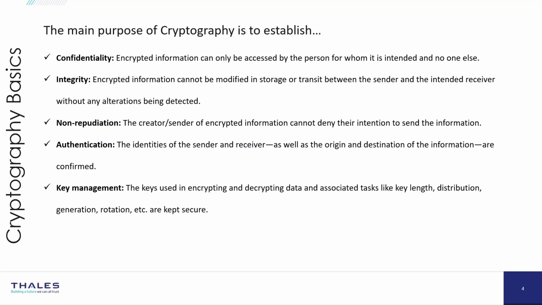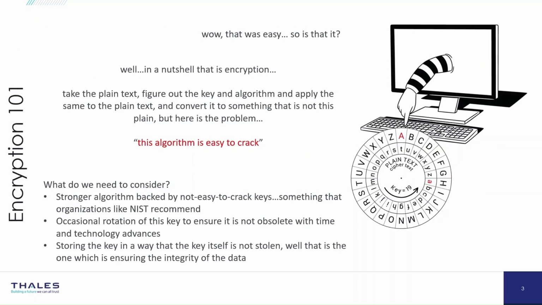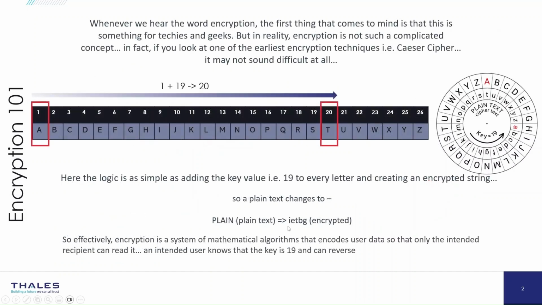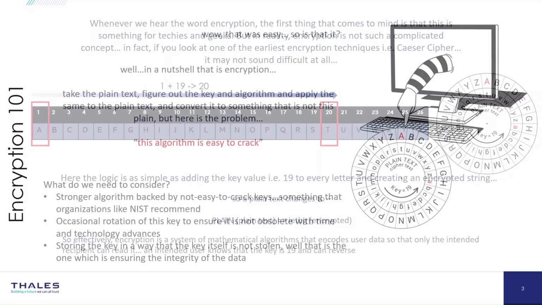Second thing is integrity. We need to make sure that the encrypted information, wherever it is stored or passed, cannot be modified, and if someone modifies it, the original data cannot be recovered, right? So in our previous example, if someone is using "ietbg" as the received string, and someone modifies "g" to something else, right? So he cannot get back the original information.